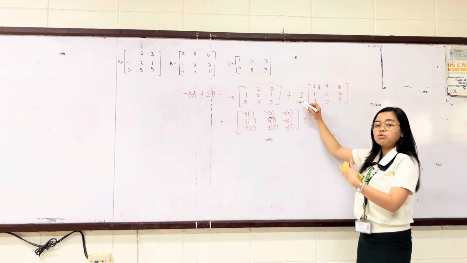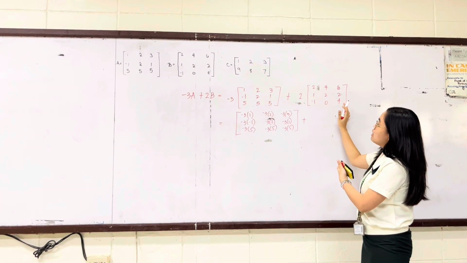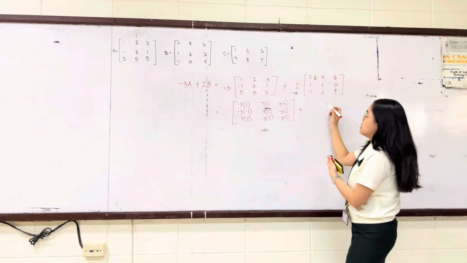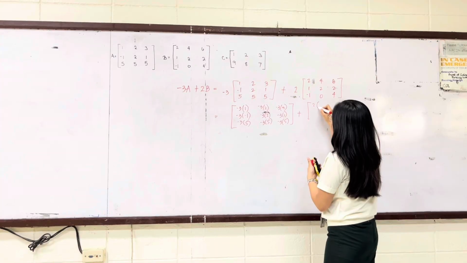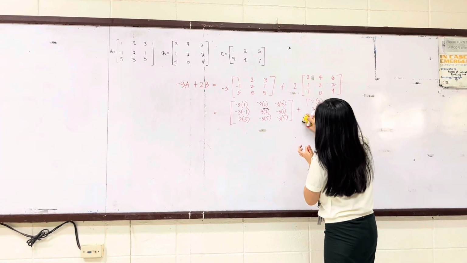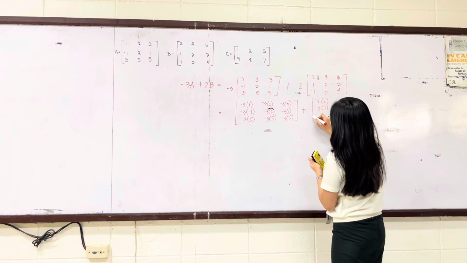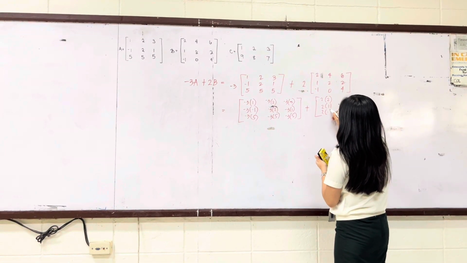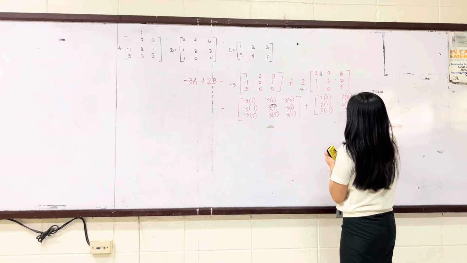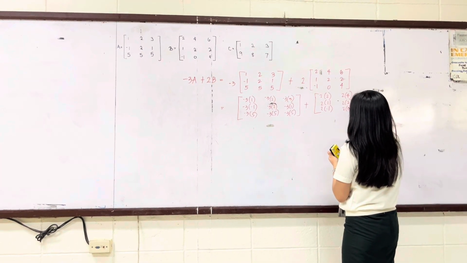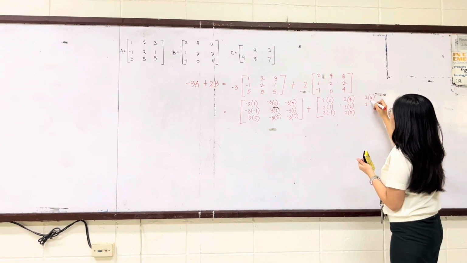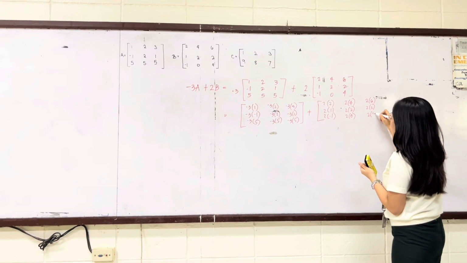Then, we also do the same to this part. We distribute the scalar value of 2 to each of the elements of the matrix. So we have 2 times 2, 2 times 1, 2 times negative 1, 2 times 4, 2 times 2, 2 times 0. And lastly, for the last column, 2 times 6, 2 times 2, and 2 times 4.